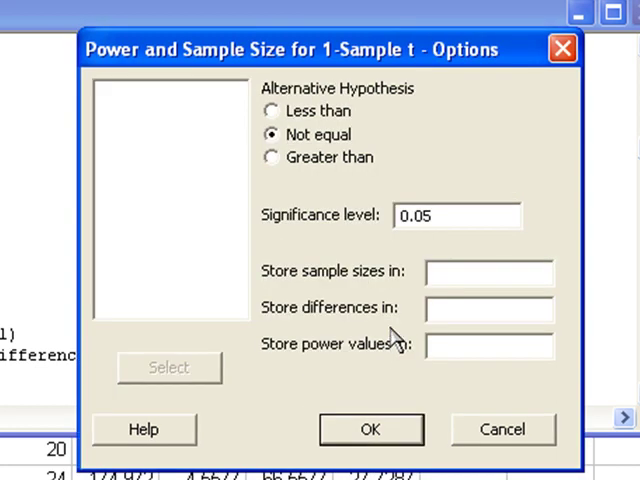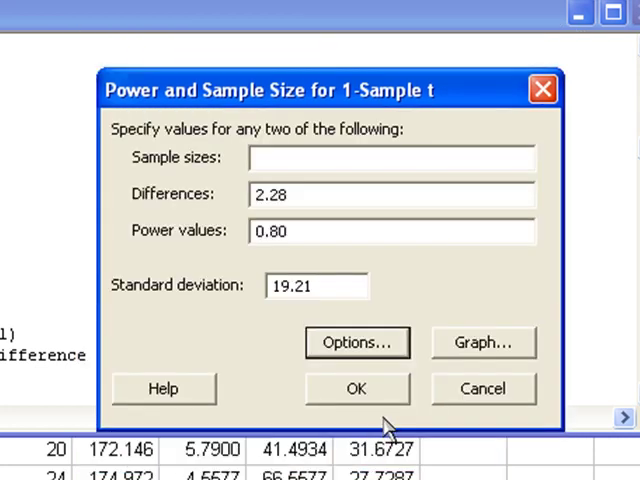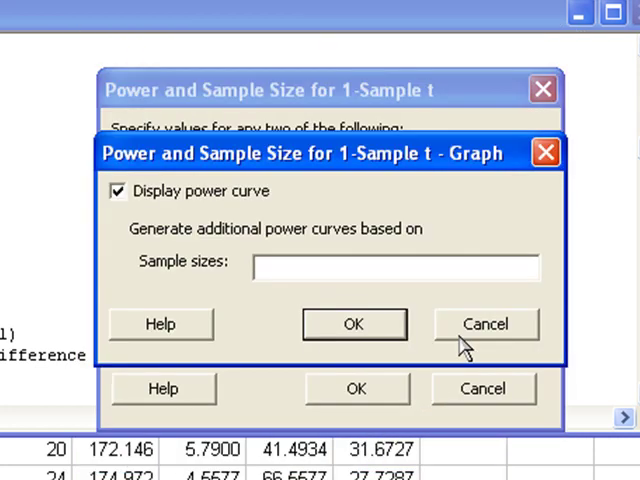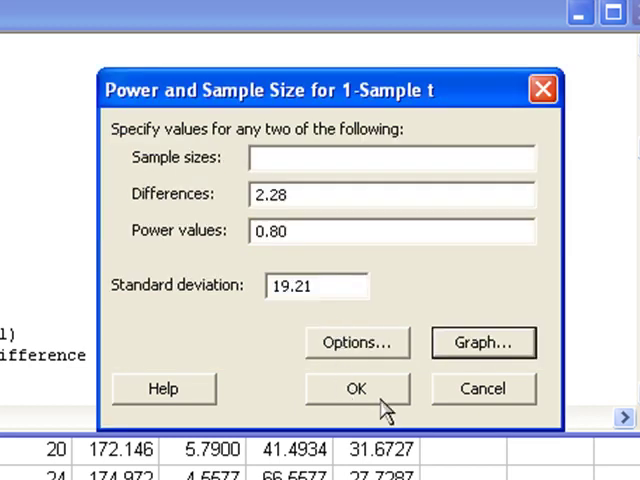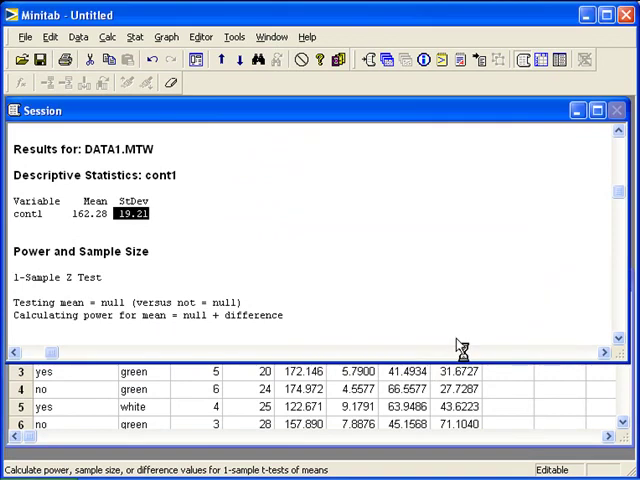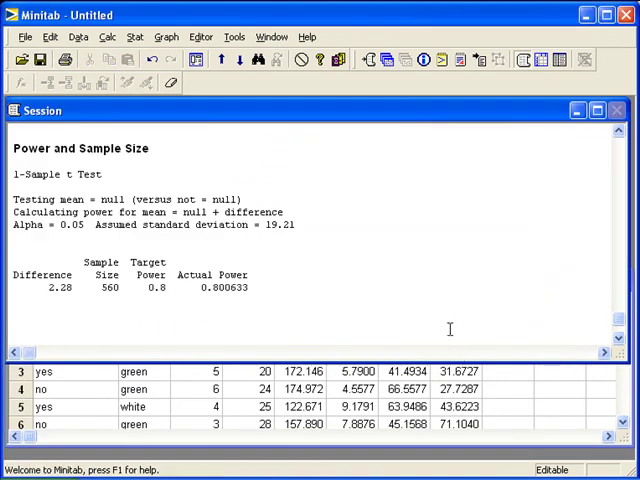Under options, we can check that the alternative hypothesis is the correct direction and that the significance level is correct. Once again, I'll click the graph button and uncheck the power curve. I'm just looking for the sample size. Here we can see we would need a sample size of 560.